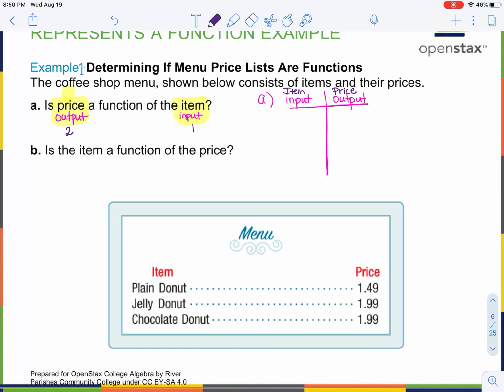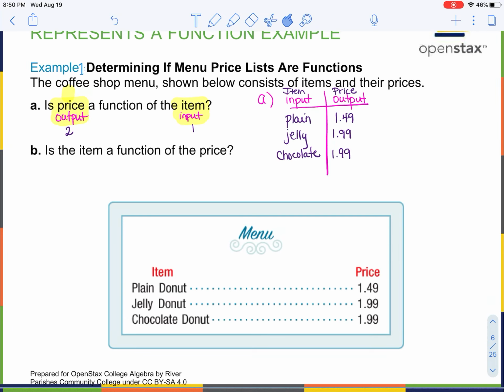So the items were donuts. So we have plain, we have jelly, and we have chocolate. And then the prices are $1.49 for the plain, $1.99 for the jelly, and $1.99 for the chocolate. So is this a function?